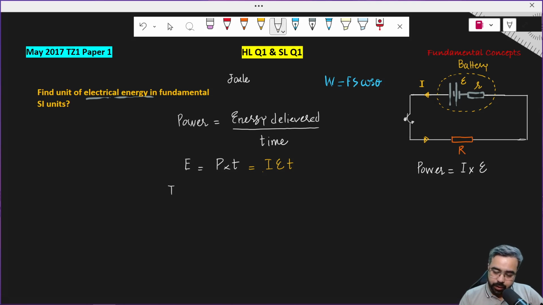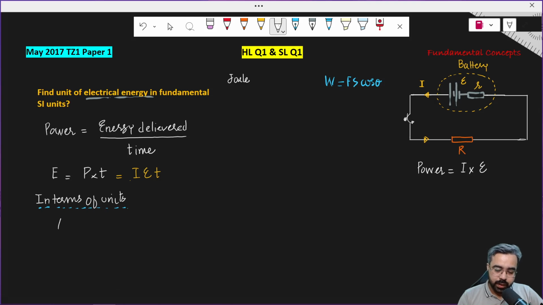Now, in terms of units, the unit of current is ampere, multiplied by the EMF, or the potential difference, which has a unit of joule per coulomb, because if you remember, the potential difference can also be written as the work done per unit charge. So from here, the volt is equal to joule per coulomb, multiplied by the unit of time, which is second.